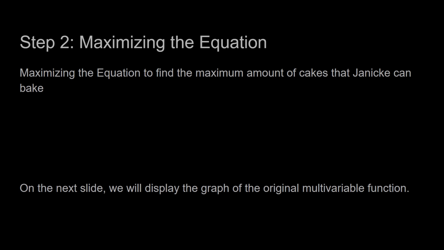The way we go about solving this problem is by using optimization. This process is used to find the maximum amount of cakes that she can bake with the given 233 pounds of chocolate that she has available. On the next slide, we will show the graph of the original profit function.